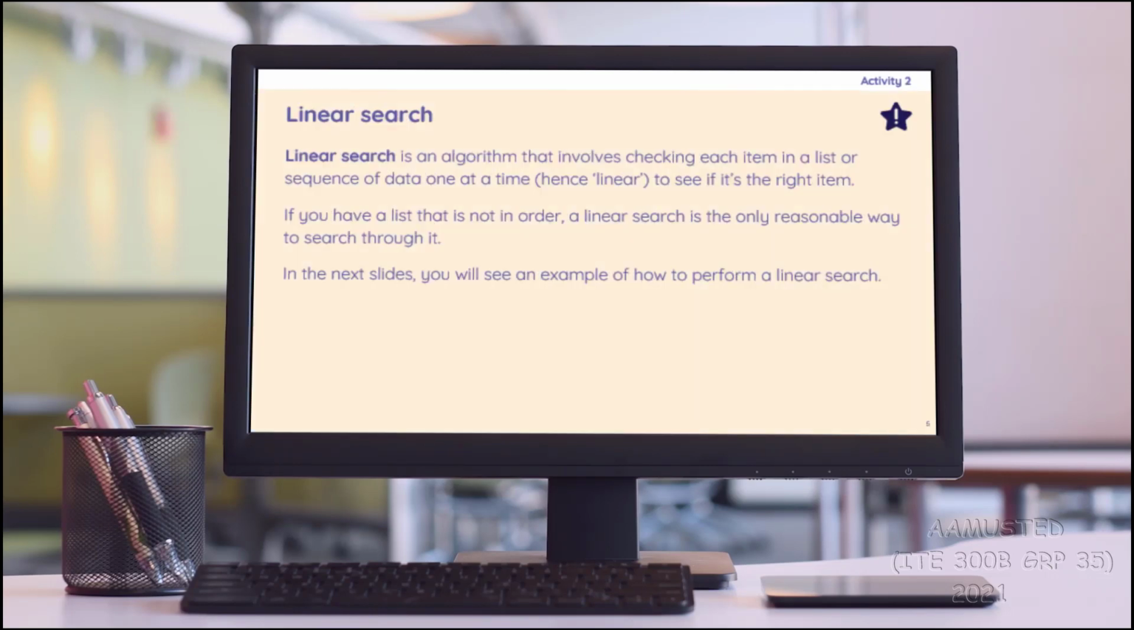So we are going to continue. Linear search is just an algorithm that involves checking each item in a list or sequence of data one at a time, hence the word linear, to see if it is the right item. If you have a list that is not in order, a linear search is the only reasonable way to search through it. So in the next slide, we are going to perform some activity just to demonstrate how linear search works.